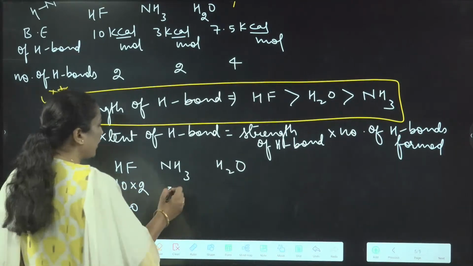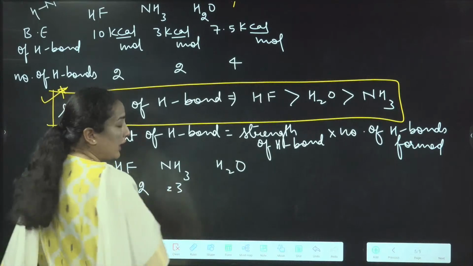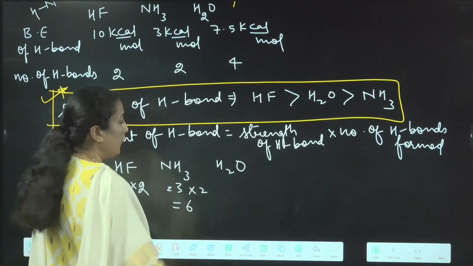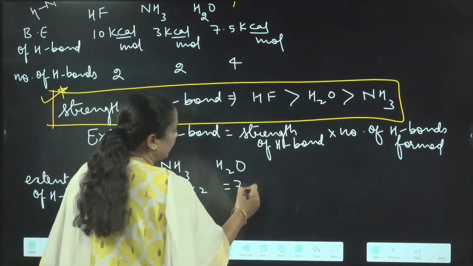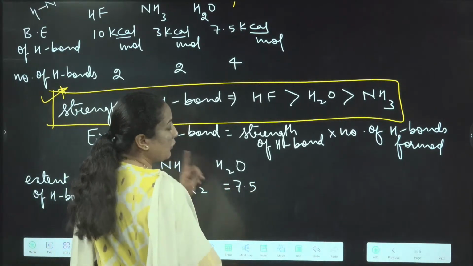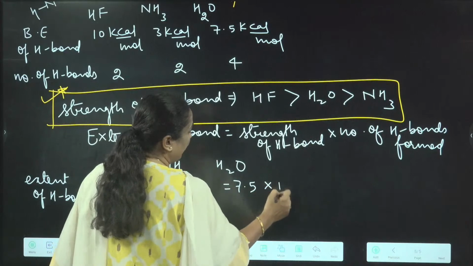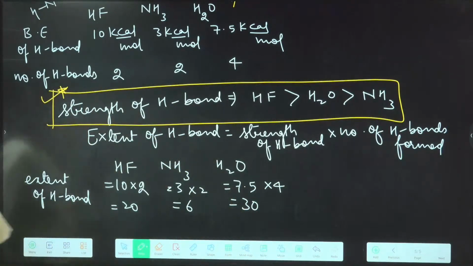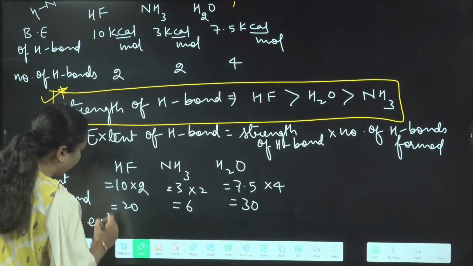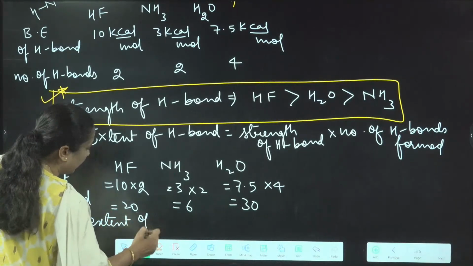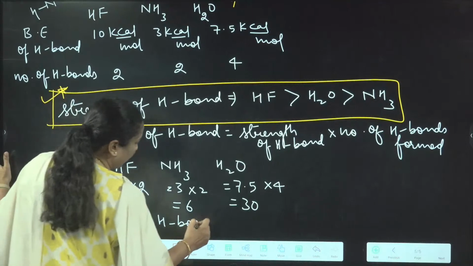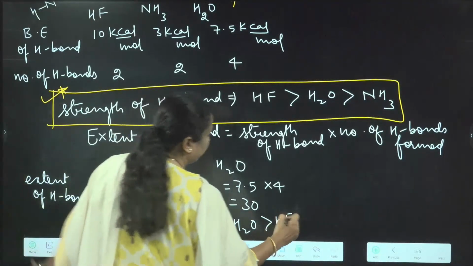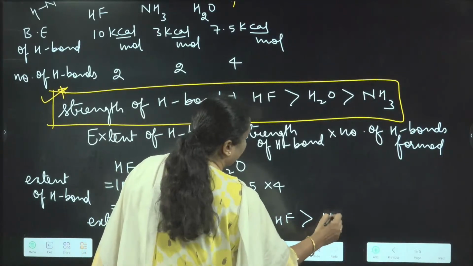In case of ammonia, what is the strength? 3 kilocalories is getting liberated. 2 hydrogen bonds means 6 kilocalories. For H2O, 7.5 is the amount of energy liberated, that is the strength, and the number of hydrogen bonds is 4, so you'll end up with 30. Right? So for the extent of hydrogen bond, the order will be H2O, then HF, and then ammonia.